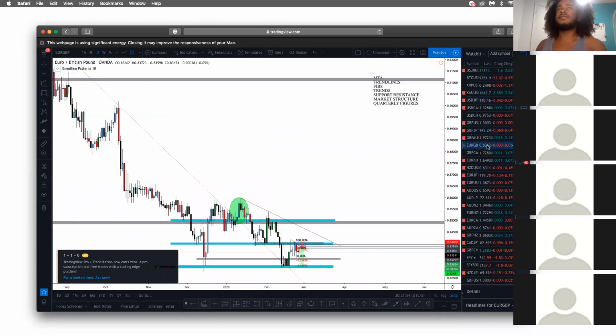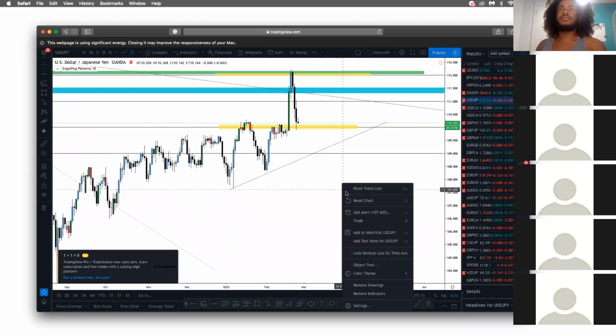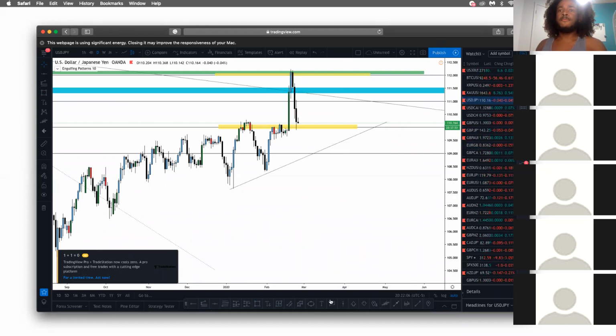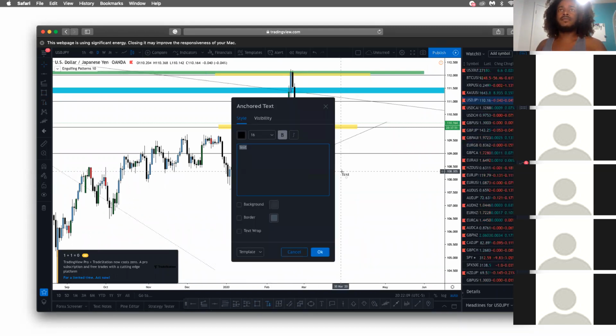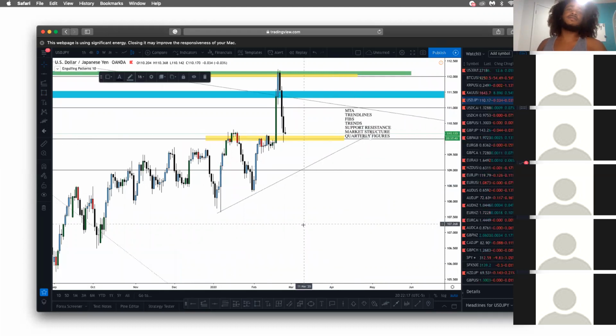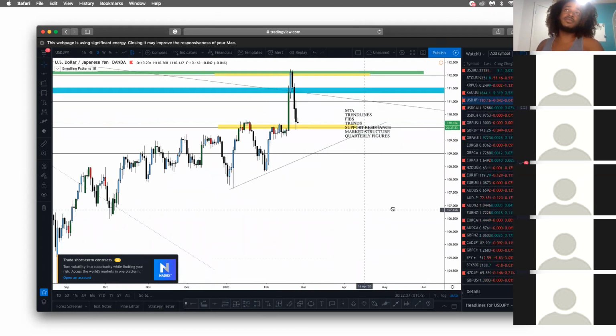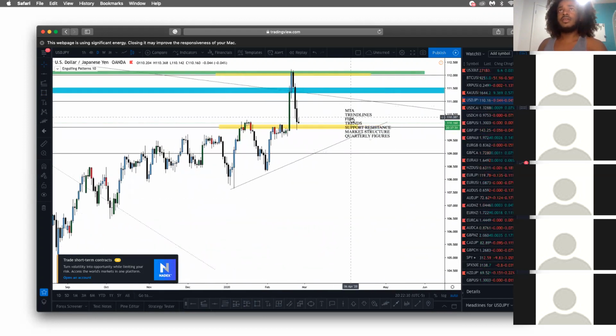Just remind myself of the rest of the confluences, right? Okay, so you see, in an earlier video I explained the different tools and why I have them in the toolbox. So this is my anchored text. Once I put this text, it will not move, right? Very useful.